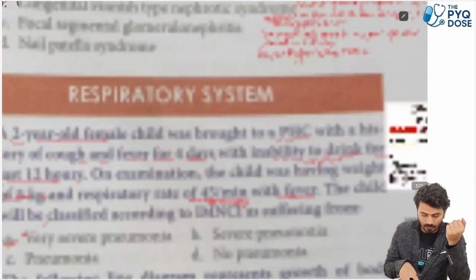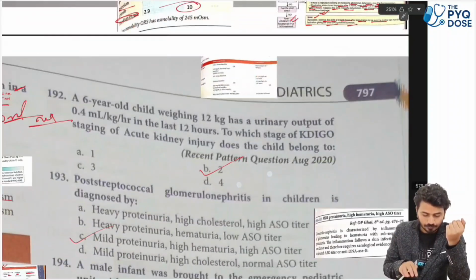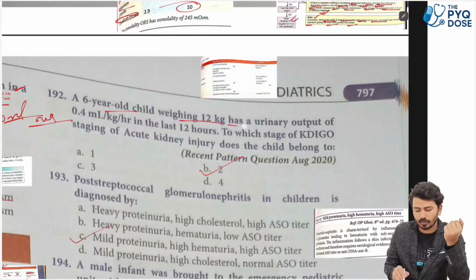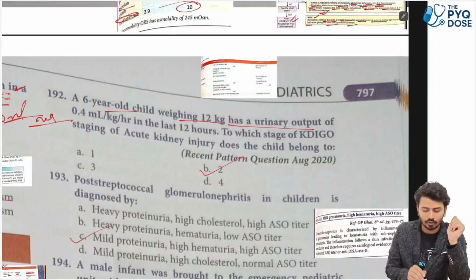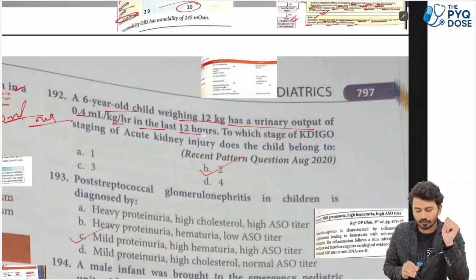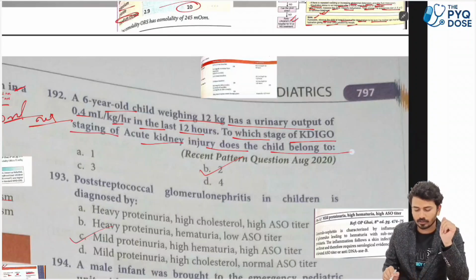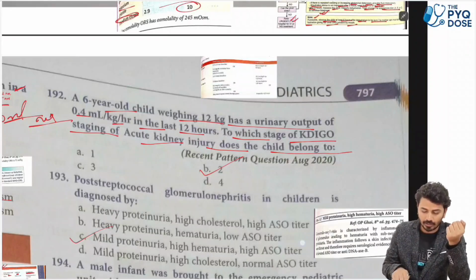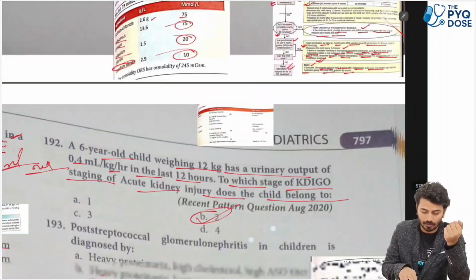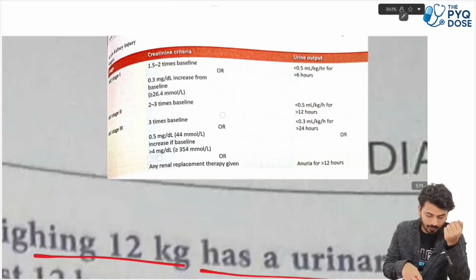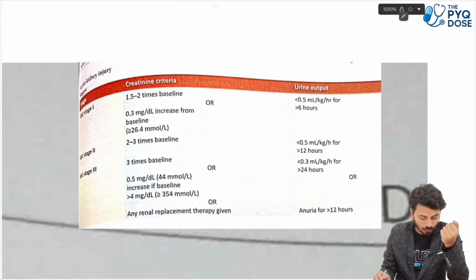Let's move ahead and see the next question, that is, a 6-year-old child weighing 12 kg has a urinary output of 0.4 ml per kg per hour in the last 12 hours. To which stage of KDIGO staging of acute kidney injury does the child belong? So this child belongs to the second stage. How? Look, I'll tell you. KDIGO acute kidney injury में the stages.